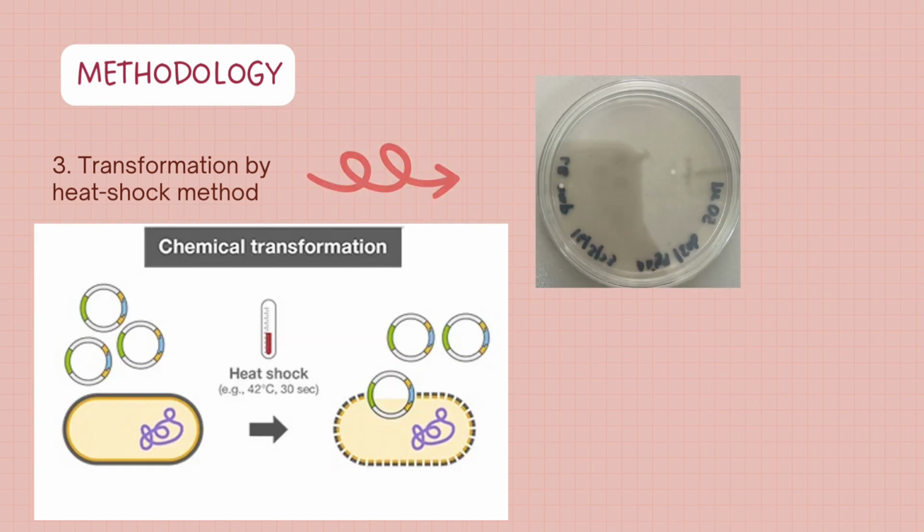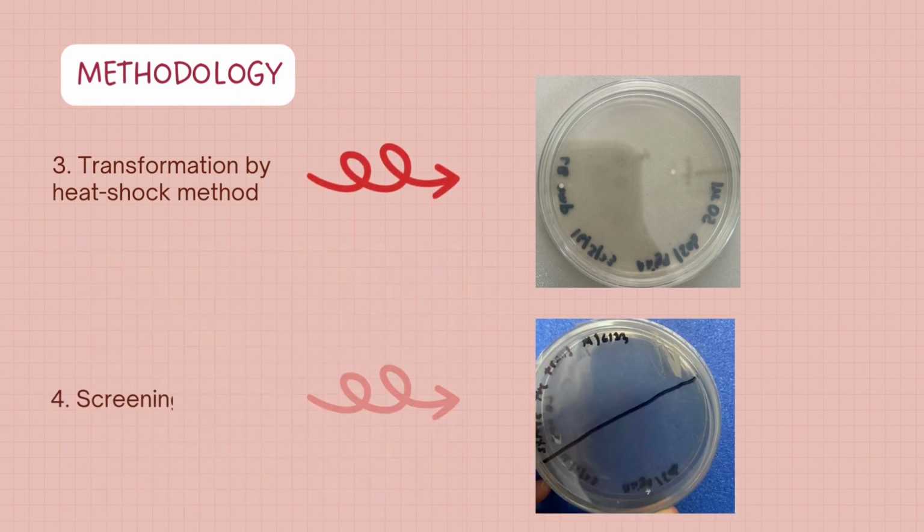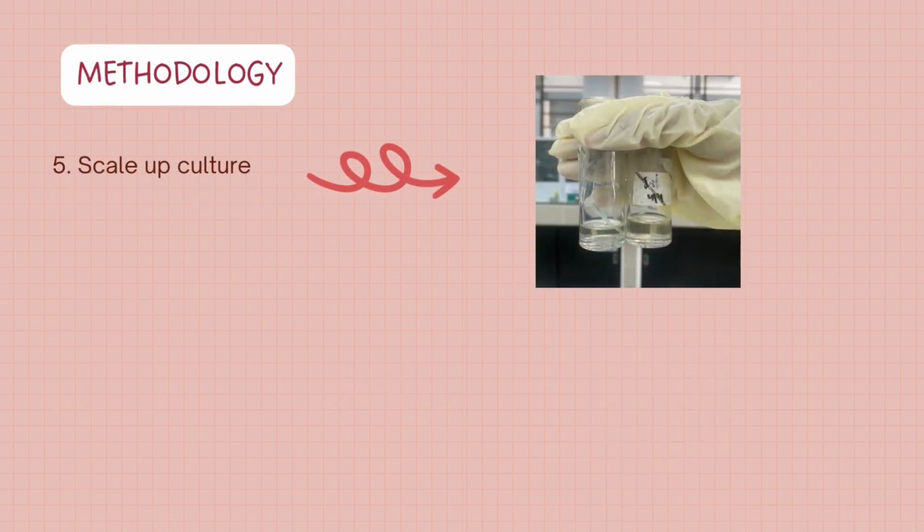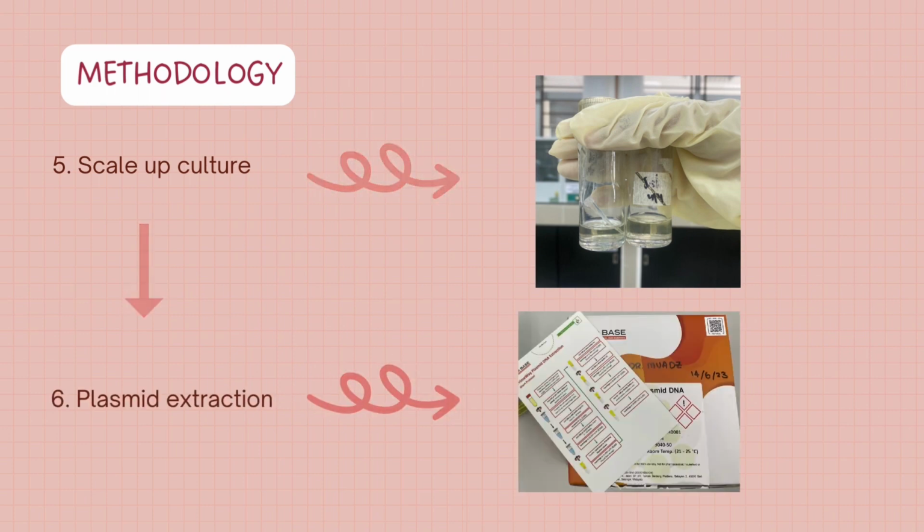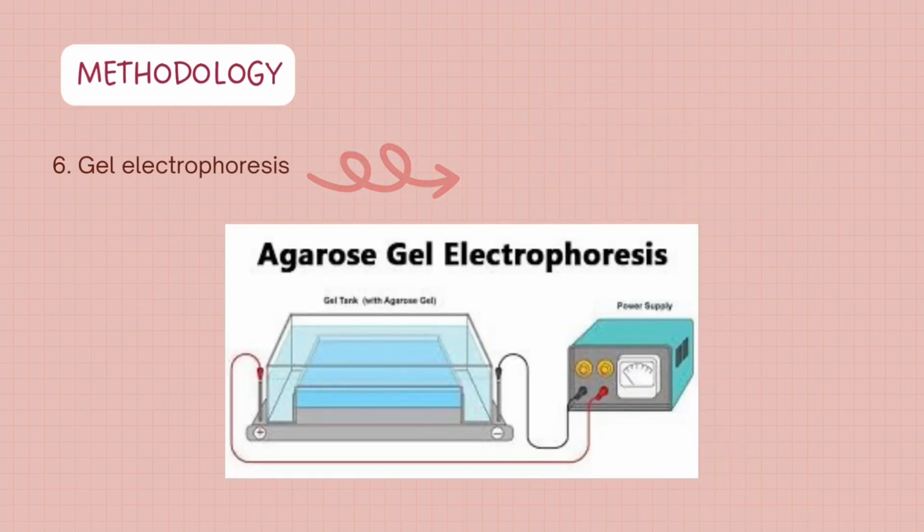Through heat shock method, the sudden rise in temperature will produce pores in the plasma membrane and will allow the uptake of DNA. Next, the selection of positive transformants is possible due to the antibiotic-resistant genes carried on plasmid. To confirm positive transformant after transformation, scale-up culture was done. Plasmid extraction was done using the prime-wave plasmid DNA extraction kit. The plasmid extracted is analyzed through gel electrophoresis.